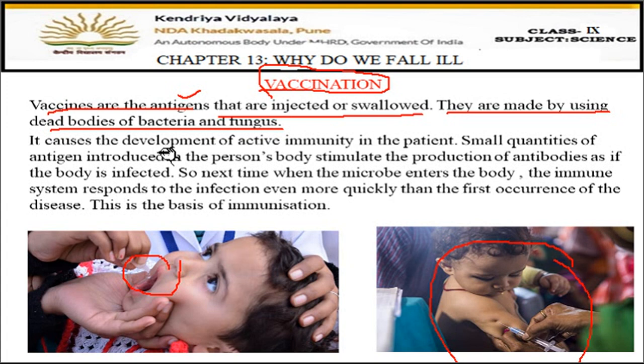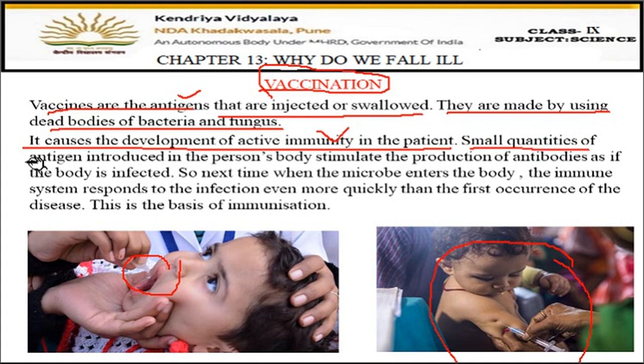But in the near future in life, whenever such bacteria, virus or fungus enter the human body, the body recognizes those germs and the antibodies are already prepared. Again, the body starts making such antibodies and actively fights those germs. So this is the main function of vaccines. It causes the development of active immunity in the patient. When vaccines are given, the immunity of the patient increases.